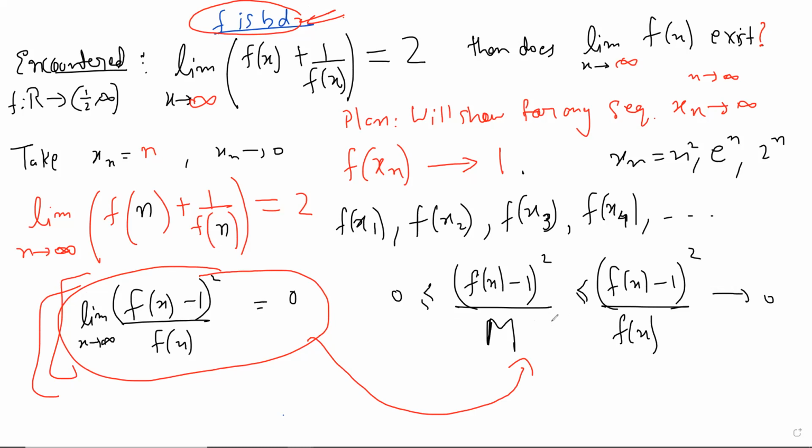Okay. So we had this, and we wanted to work with this limit, right? And then you just divide it, and this is just an inequality, and then by the Sandwich theorem, it goes to 0. So we know that this goes to 0, and so f of x has to go to 1.